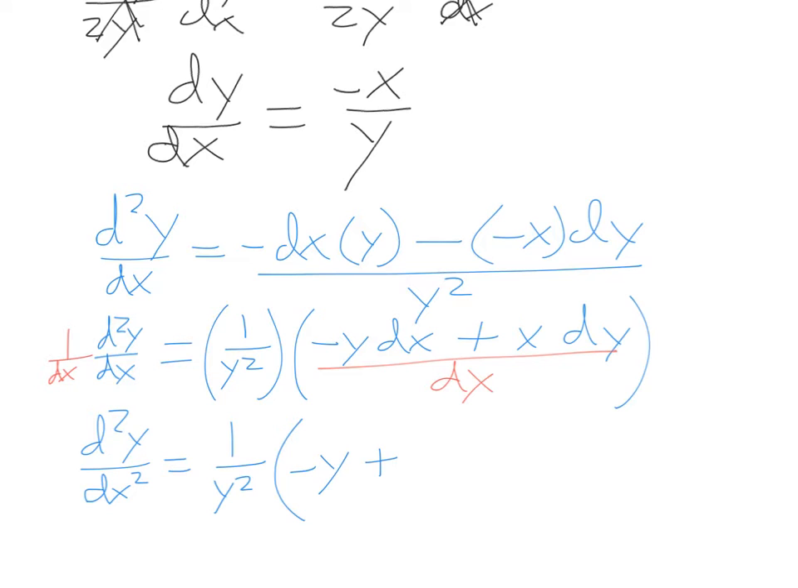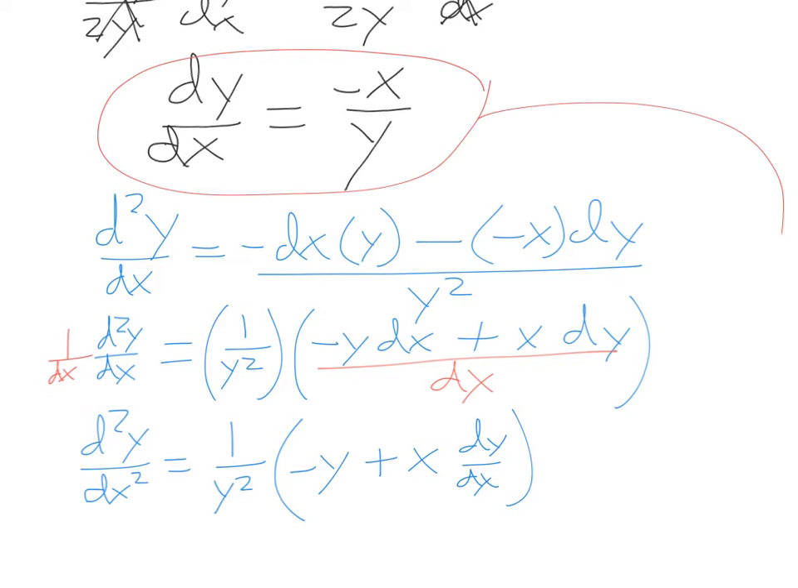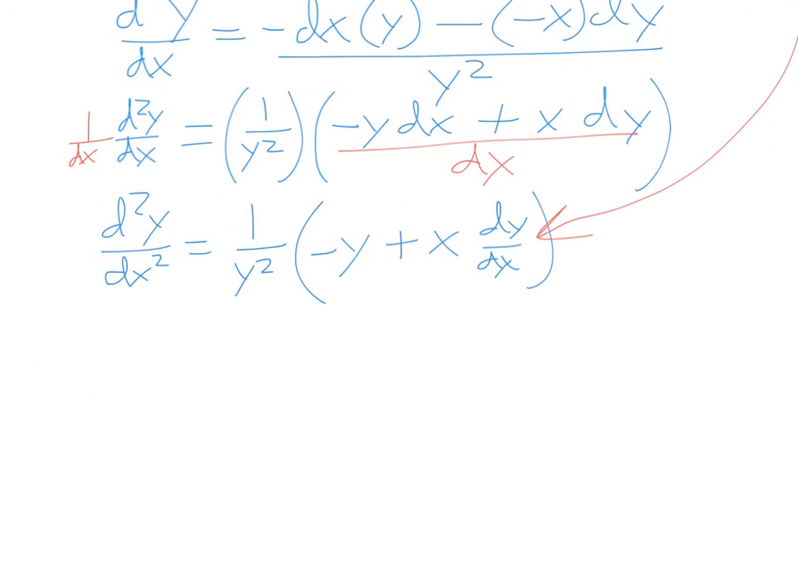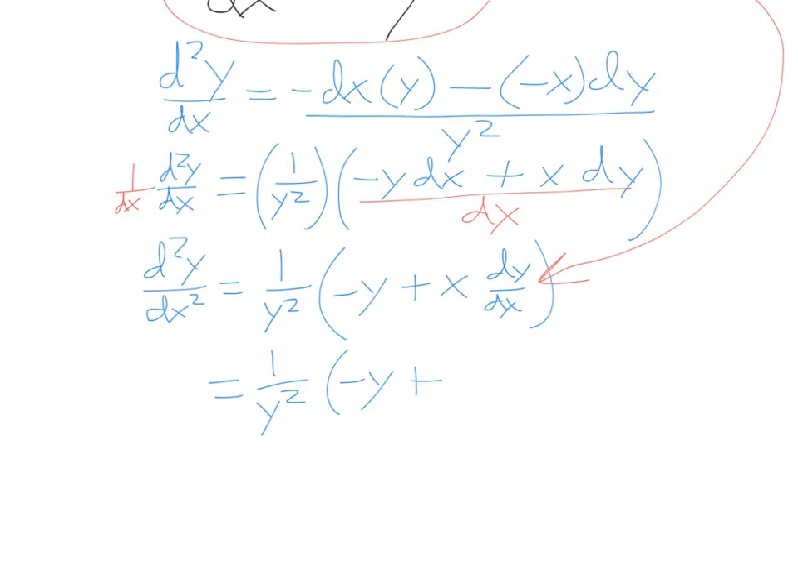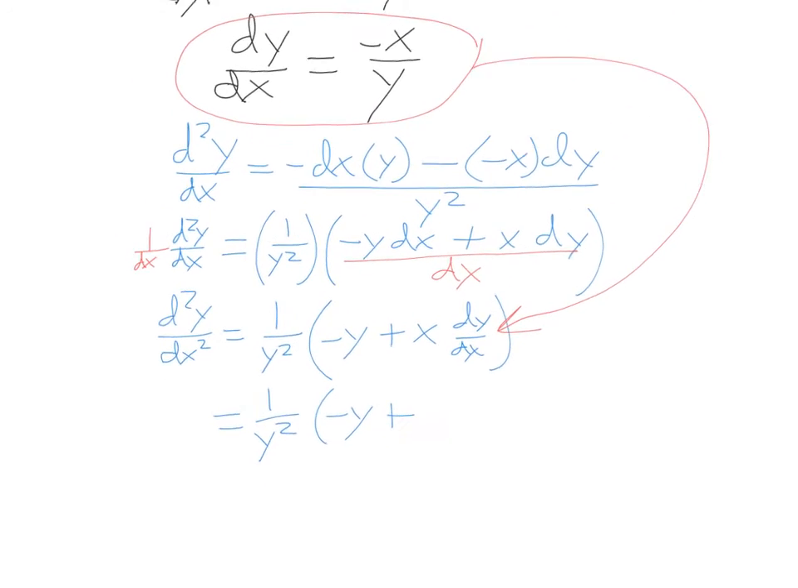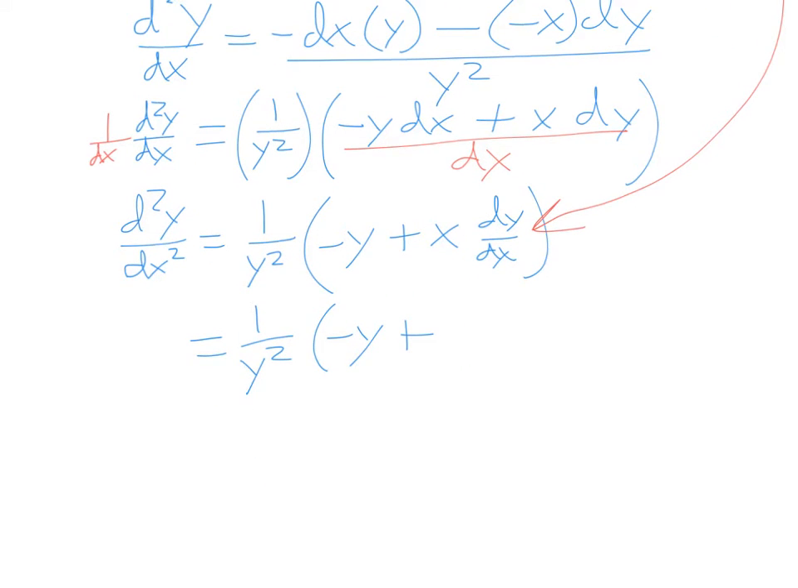So okay, again though, I'm going to take this and substitute it in for dy/dx. So still got some work to do here. So let's start simplifying. It's 1 over y squared, negative y plus, and remember, dy/dx was really negative x over y, so I'm just going to multiply this by x times negative x over y.